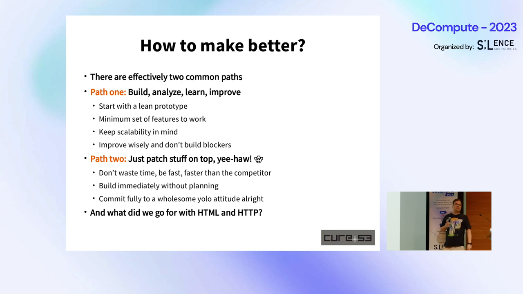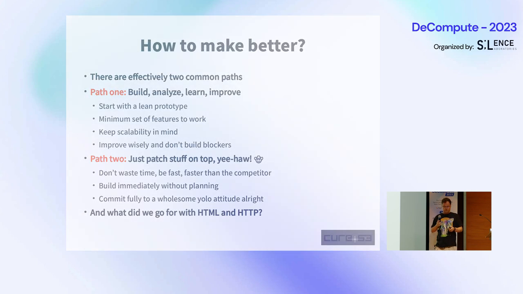And, well, what kind of path have we actually taken for HTML and HTTP and the web in general? Was it path one or was it path two? What are your thoughts? I see lots of people doing like this. Yes, of course, it was path two. Just rigorously and ruthlessly patching stuff on top and seeing what happens. And that is what we have right now. That's the web as we have it right now.